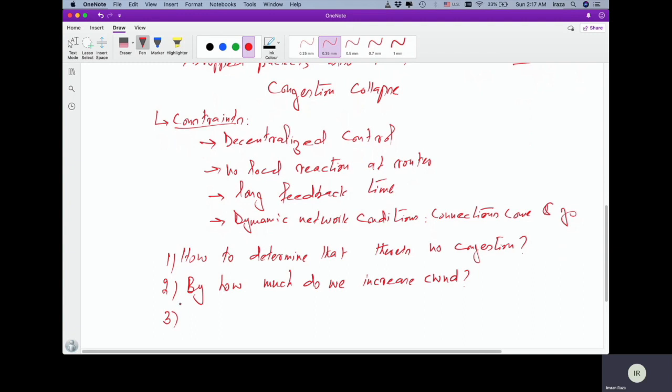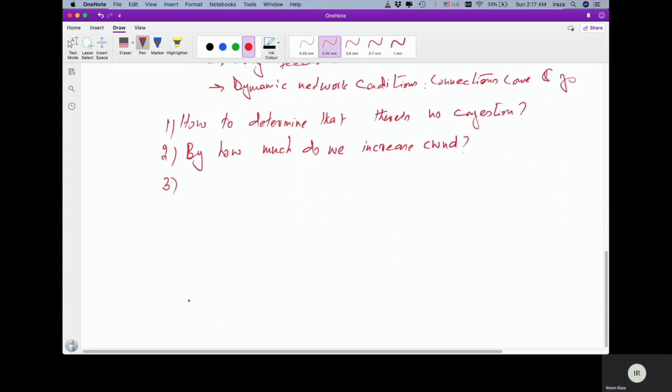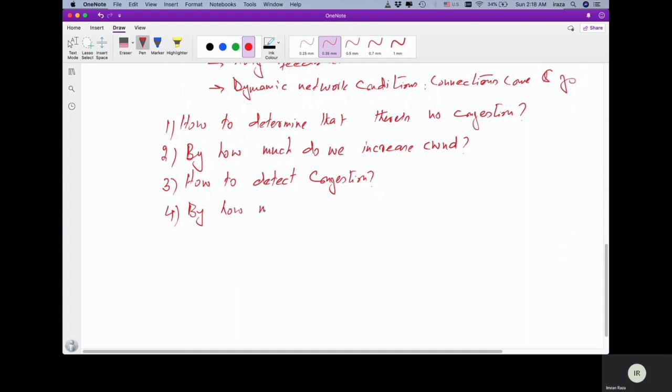Then the third question that we'd like to answer is how to detect congestion. How would we know that congestion has happened in the network? And if congestion has happened, the next question is that we also need to decrease the congestion window, because we need to slow down the sending rate. Why does congestion happen? Yes, we discussed in the beginning that congestion happens because we are sending more data than the capacity of the network. So if congestion has happened, we need to answer by how much the congestion window must be decreased.